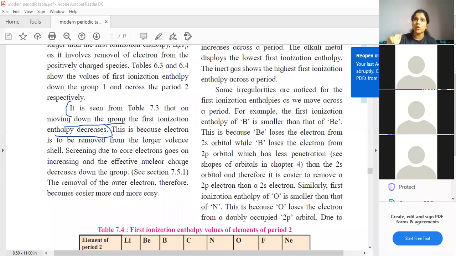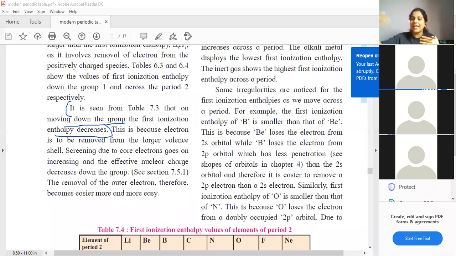Students, what happens down the group? Down the group, effective nuclear charge decrease होता है ना. अगर effective nuclear charge decrease हो रहा है, तो nucleus का pull on outermost electron is less. If nucleus का pull is less, it is easy to remove electrons. देखो, इलेक्ट्रॉन रिमूव करने में ज्यादा एनर्जी क्यों लगता है? अगर न्यूक्लियस ने इलेक्ट्रॉन को खींच के रखा है ना, तो इलेक्ट्रॉन निकालना और डिफिकल्ट हो जाता है. लेकिन अगर न्यूक्लियस का पुल ही नहीं है ज्यादा उस इलेक्ट्रॉन पे, तो वो इलेक्ट्रॉन तो तुम लोग आराम से निकाल सकते हो, है ना.